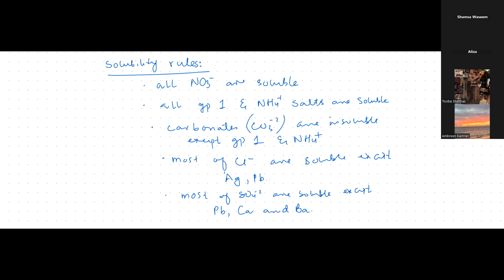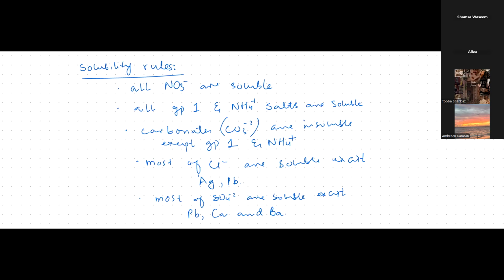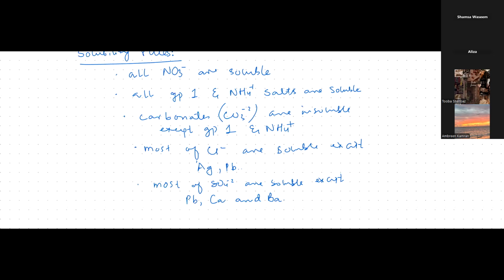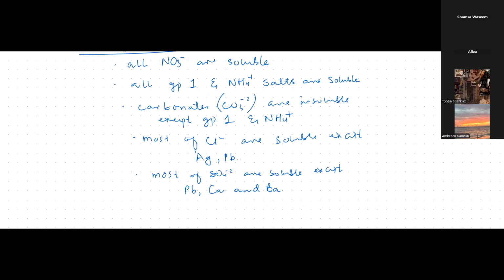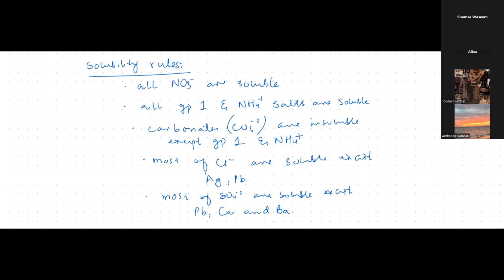Done. Okay. Now see what this tells us. When you are writing an ionic equation, any nitrate that comes, you write aqueous. All ammonium and group 1 salts will be soluble, you write aqueous. Whenever carbonates are coming, you'll write solid, insoluble except group 1 and ammonium carbonates. Chlorides, you will write aqueous except silver and lead. Sulfates, you will write aqueous except lead, calcium, and barium. There are a few exceptions, so you can retain them, inshallah.